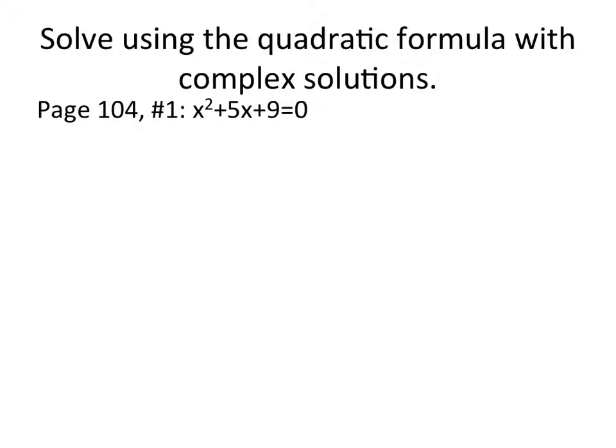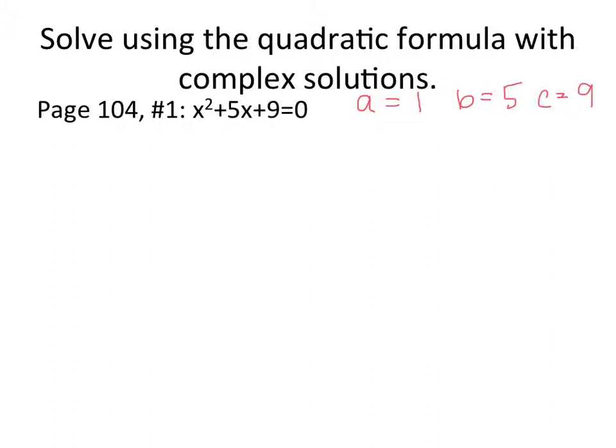For this problem, we're going to solve a quadratic formula involving complex solutions. So first off, we need to identify our ABCs. A is always next to x squared, in this case it's 1. B is always next to x, this is 5, and C is always hanging out alone, 9.